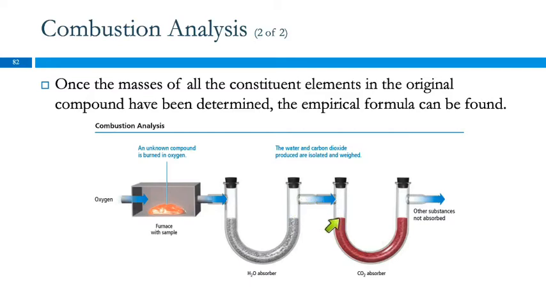The gases then go through the next tube, which absorbs CO2. And again, you compare the mass before and after, and you can figure out the mass of CO2 that was given off. And then anything else, and the extra oxygen, is just going to go straight through. Any questions about that?